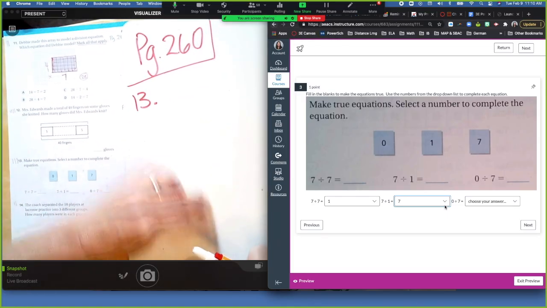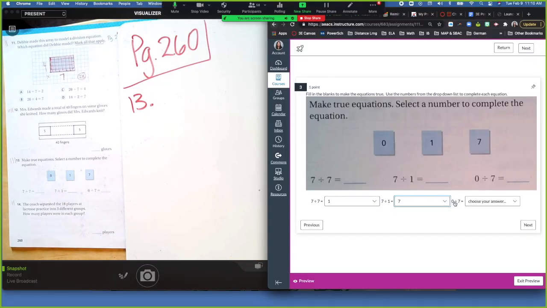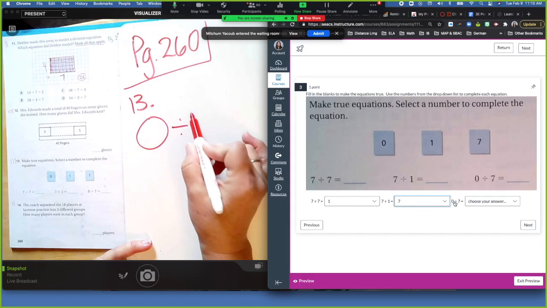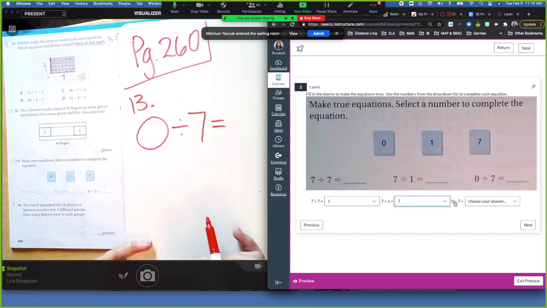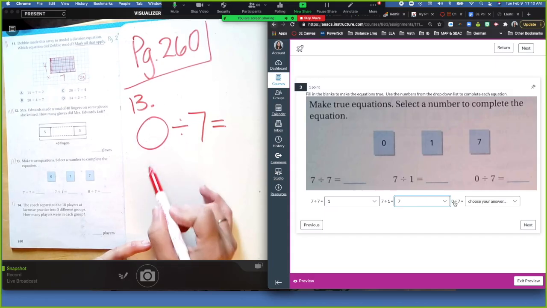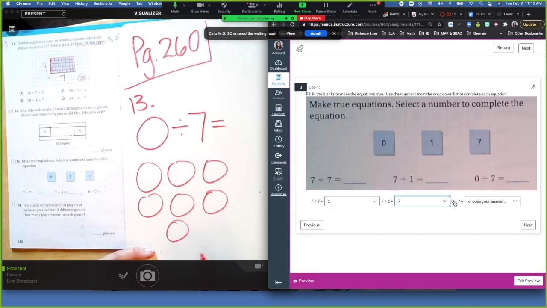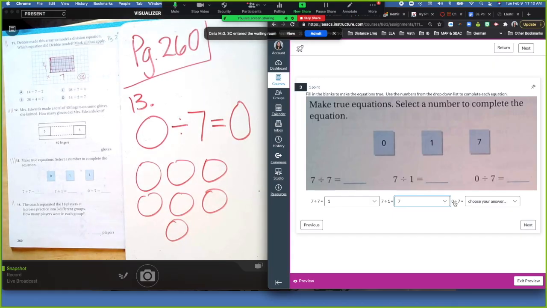And then the last part, 0 divided by 7. If I have 0 fish and I break them into groups of 7, or 7 groups, 0 fish broken into 7 groups, I will just have 7 empty fish bowls, right? So 0 broken into 7 groups is going to be 0.